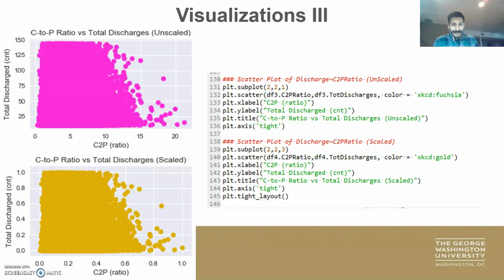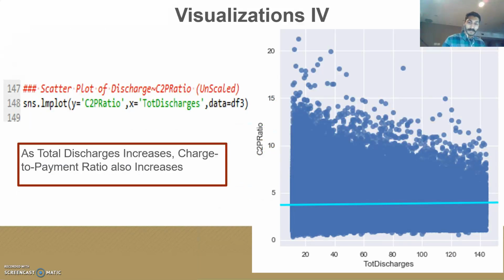The top one is unscaled, while the bottom one is scaled. This was to check if my min-max scaler worked correctly, and obviously it does. I recreated the last slide's plots using the Seaborn package, and then added a linear regression trend line. As you can tell, there is a slight increase, which is contrary to what we assumed in the previous slide.